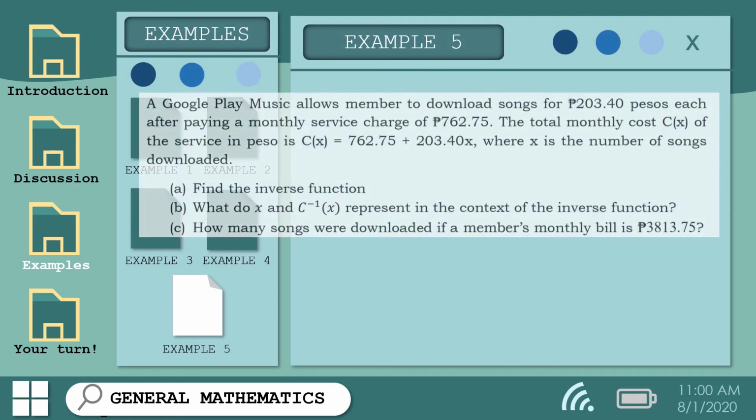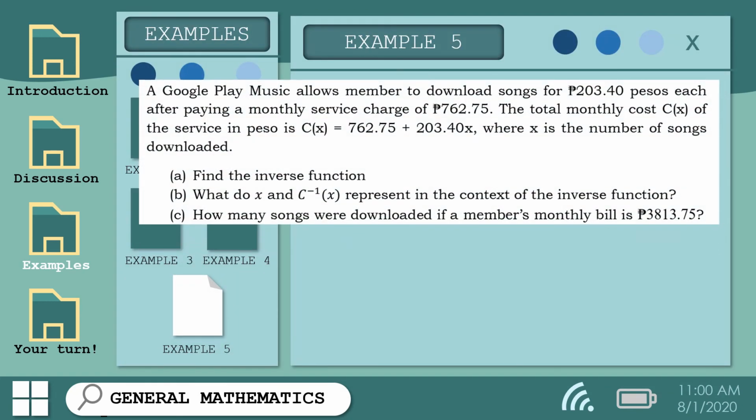Example number 5. Ayan. So, read and analyze na naman po yung problem. A Google Play Music allows member to download songs for 203 pesos and 40 cents each after paying a monthly service charge of 762 pesos and 75 cents. The total monthly cost C of x of the service in peso is C of x is equal to 762 and 75 plus 203 and 40x, where x is the number of songs downloaded.